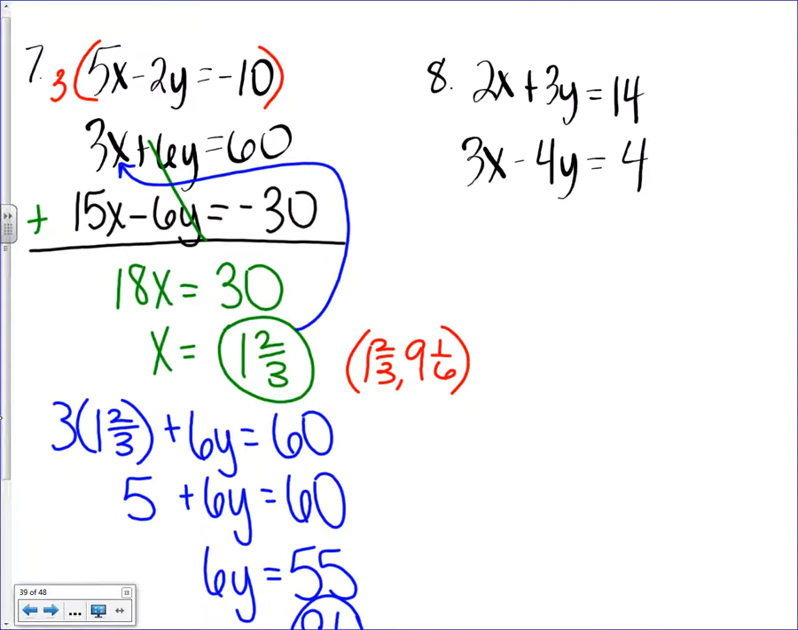Okay? What numbers do you think you would be trying to make if you wanted to eliminate the x's? Yeah, you want to make positive 6 and negative 6. What number would you try and make if you're going to eliminate the y's? 12 and negative 12. So which way are we going? Are we eliminating x's or y's? Okay, so what are you going to multiply the top equation by?